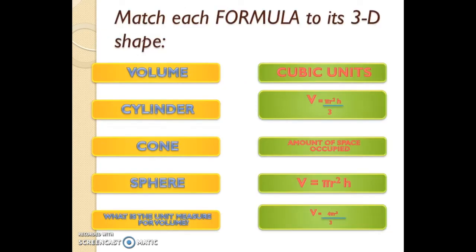Let's do a recap. We're going to match the formula to its 3D shape. Okay, what is volume? Volume is the amount of space occupied by a given object. What is the formula for a cylinder? V is equal to pi radius squared times your height. What about the cone? Very good. V is equal to pi radius squared times my height, and everything is divided by 3. Sphere. V is equal to 4 pi radius cubed divided by 3.